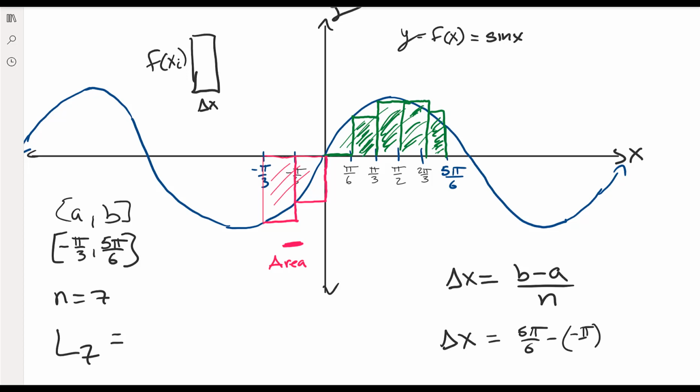A is -π/3, and we divide by 2. Oh, that ends up being π/6. I figure y'all know how to add and subtract and divide. It ends up becoming 7π/6.